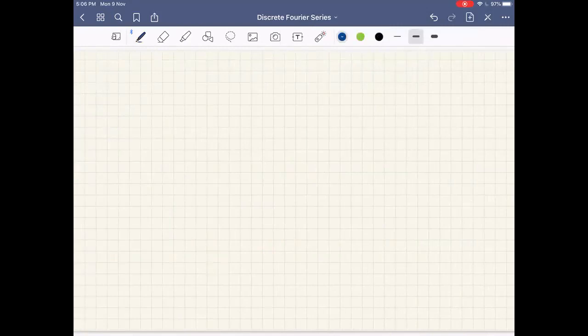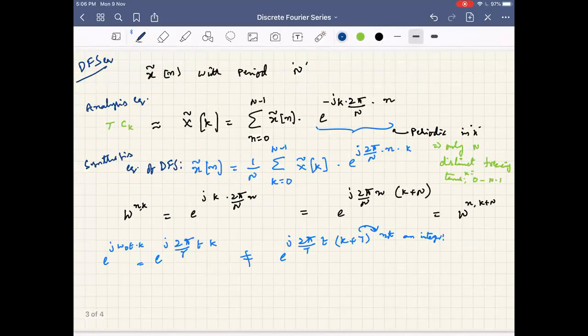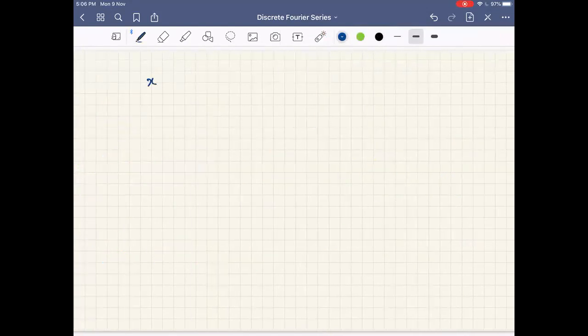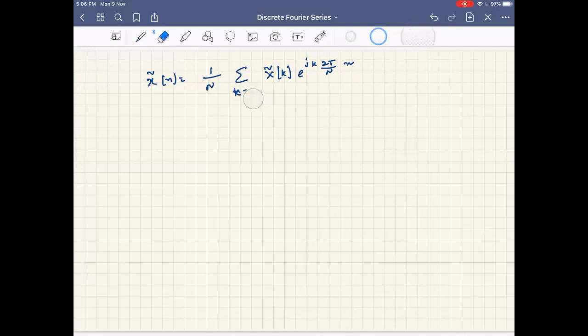So let us take expression 2. You can consider them as 1 and 2 if we wish. That is the synthesis equation. We have the synthesis equation x tilde of n equal to 1 by N summation over x tilde of k e^{j k 2π/N · n}, with k ranging from 0 to N minus 1.